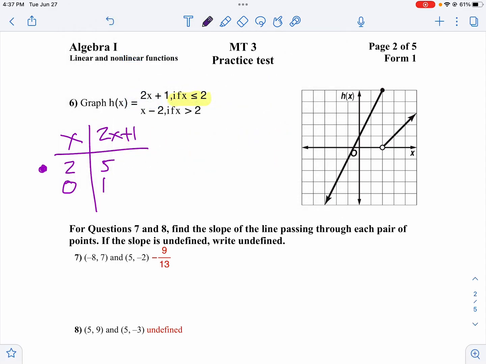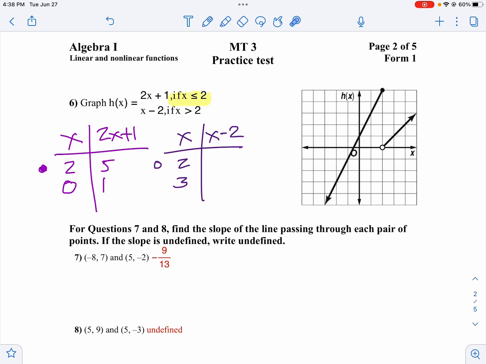My second part of the function is going to be when x is greater than 2. So I'm going to do x and x minus 2. I'm going to put in 2. Notice there is no line, so we're going to put an open circle on 2. I'll pick a number bigger than 2. I like 3.